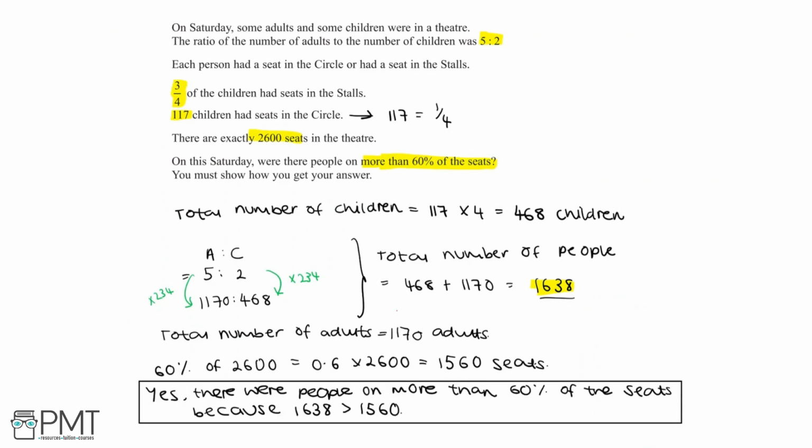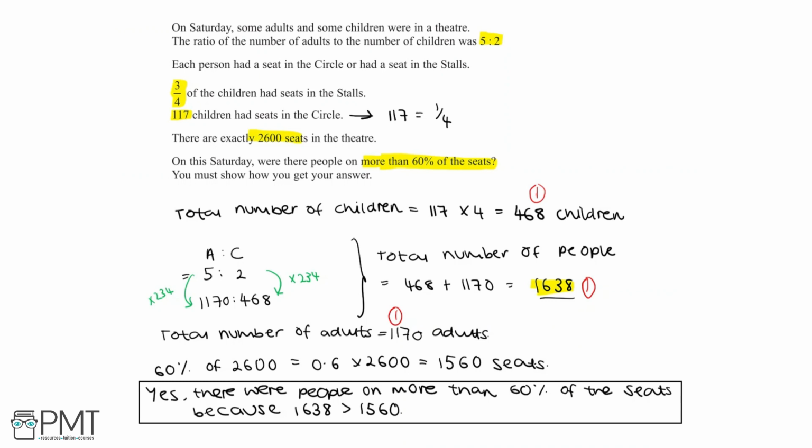This question is worth 5 marks. And so the first mark will be for a process to find out the total number of children, which we've shown by doing 117 multiplied by 4 to give 468 children. Now the second mark is for finding the total number of adults using the ratio given above. And so we said that given that the ratio of adults to children was 5 to 2, the total number of adults was 1,170. And the next mark is for finding the total number of people by adding these numbers together. 468 plus 1,170 is 1,638 people.